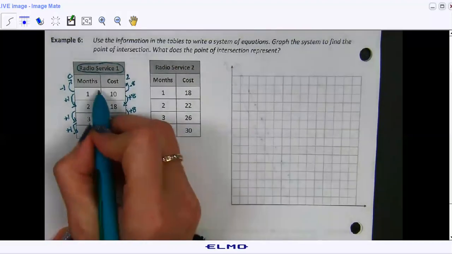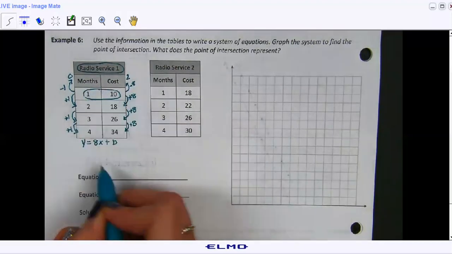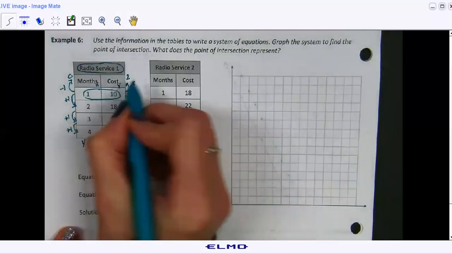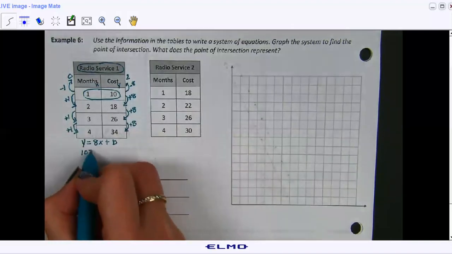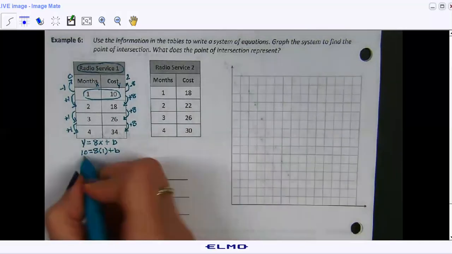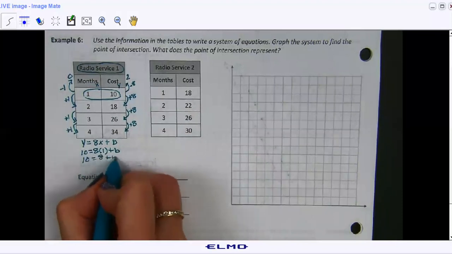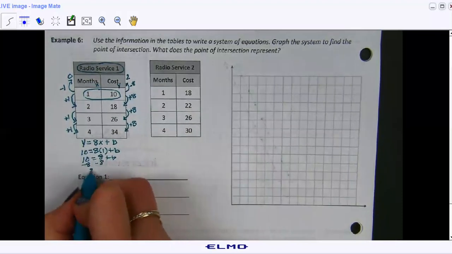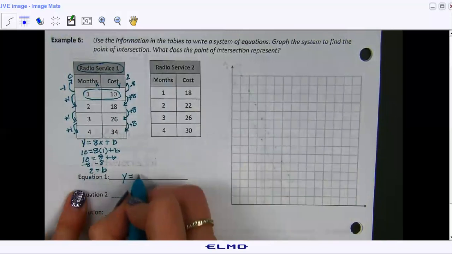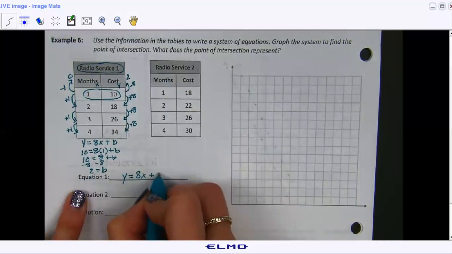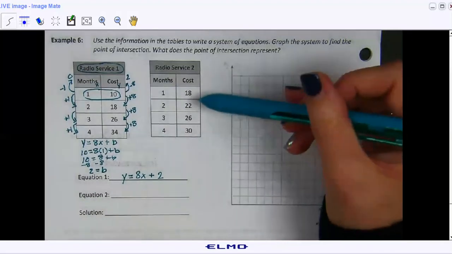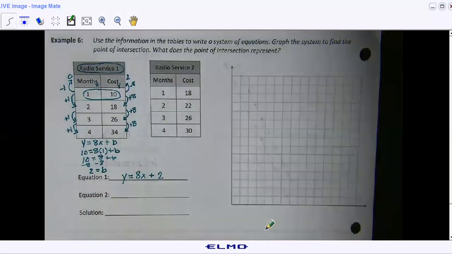You would choose one of the ordered pairs and plug it into the equation for x and y. Months represents x, cost represents y. So if y is 10 and x is 1, we take 8 times 1, we can figure out our y-intercept. Subtract 8, and then 2 equals b. So now we have our slope of 8 and our y-intercept of 2. Now I want you to find the equation for the second table. So everybody work that out, please.